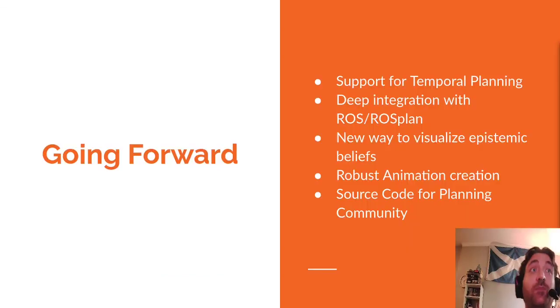What we have in mind for future updates: we want to fully support temporal planning inside PDSim. We want deep integration with ROS and ROSPlan, and a new way to visualize epistemic belief. Then we want robust animation creation. So now we have the parsing system for the graph. It's really simple but effective, but we want to give the user more granularity and new ways of defining custom animations. Last but not least, we want to open up the source code for all the planning community.